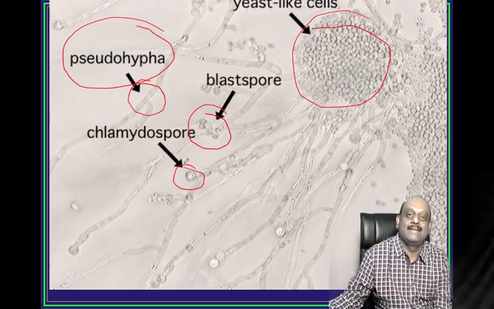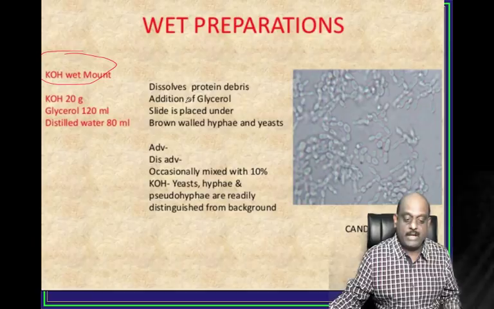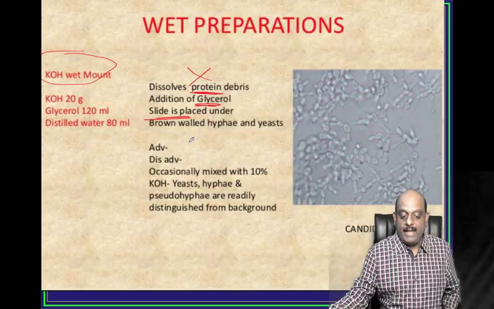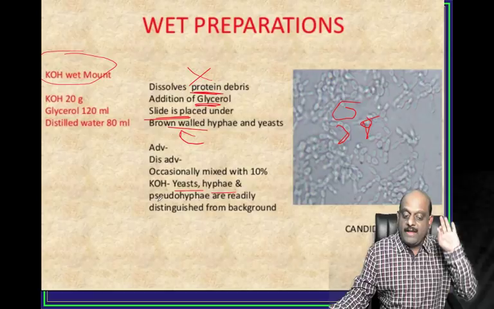So, typically, if you use KOH wet mount, why do you use KOH? Potassium hydroxide dissolves the protein debris. You'll be adding glycerol and the slide is placed under the microscope and you find brown walled hyphae and yeasts. So that is a wet preparation with KOH. So the yeasts, hyphae, pseudo hyphae, they are all easily recognized on the KOH preparation against the background.